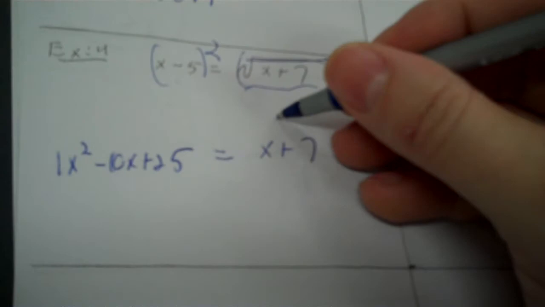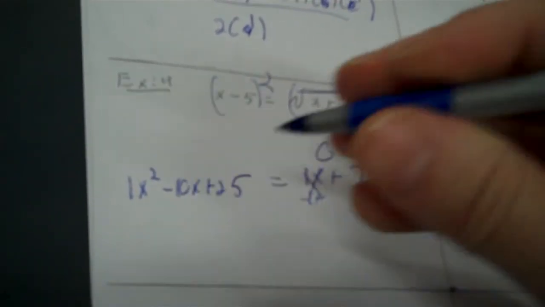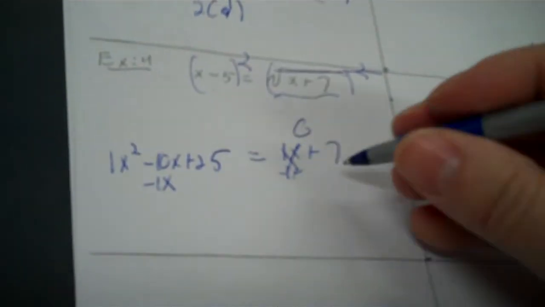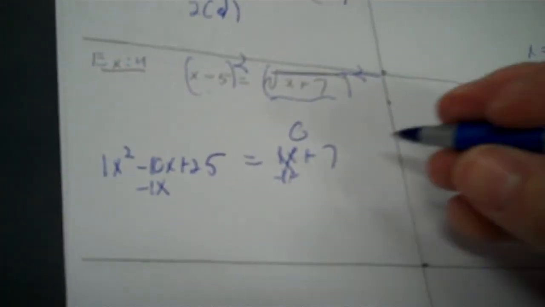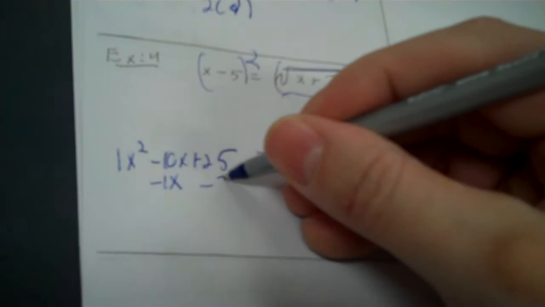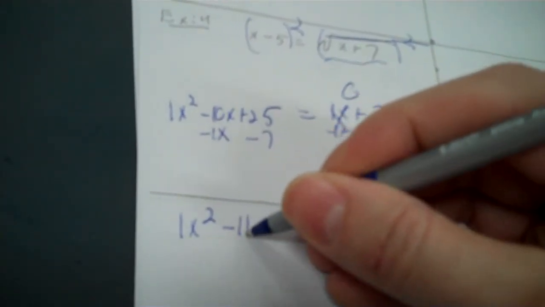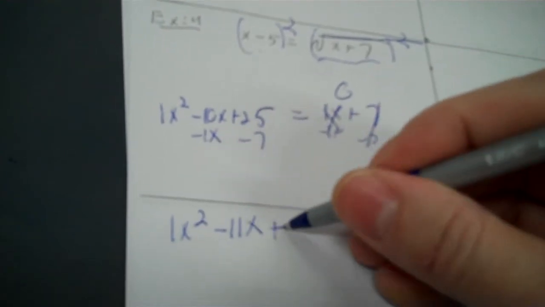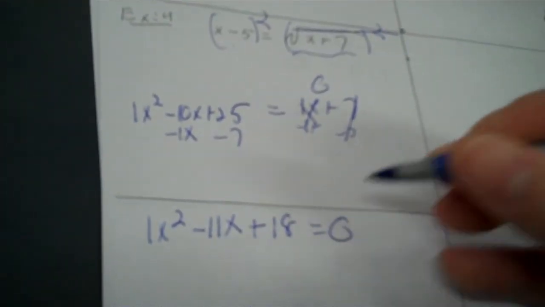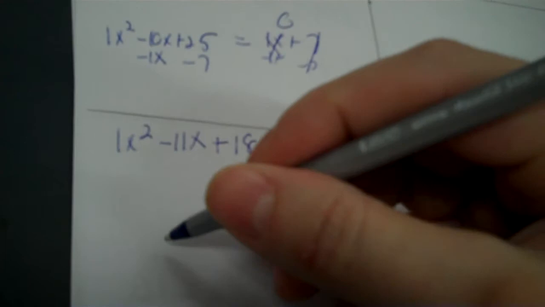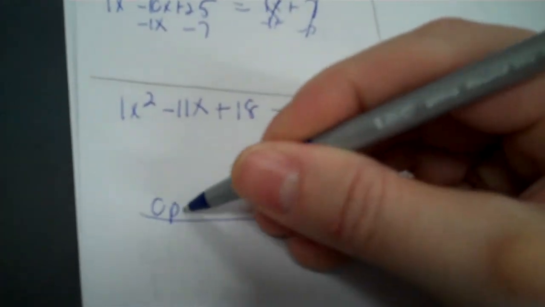Okay, now you've got to get this side to 0. So you're getting rid of a 1x, and you would subtract that from the negative 10x. Remember, that is a negative 10, not a 10. Okay. So that gives us 1x to the second minus 11x, and that's going to be 18 equals 0. Okay, so quadratic formula time.